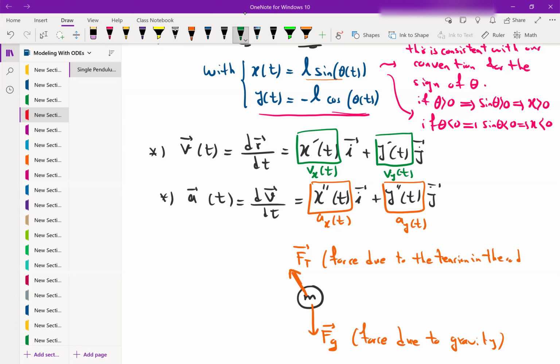So this is where the rod is. The rod is here. And then of course the angle with the vertical is theta. This theta is changing with time. That is the angle with the vertical. Okay, so far so good.